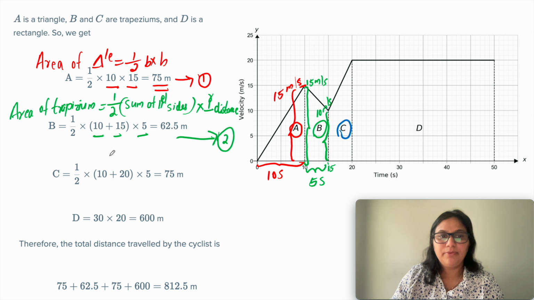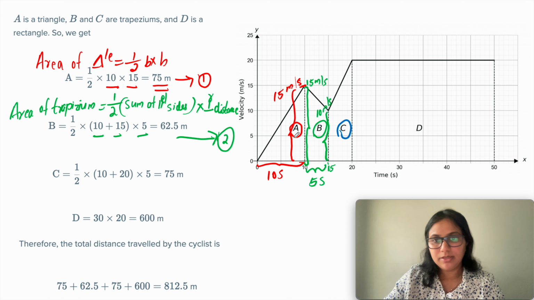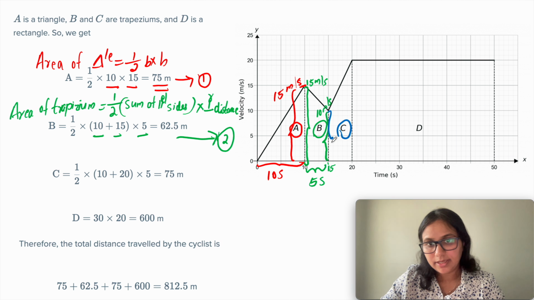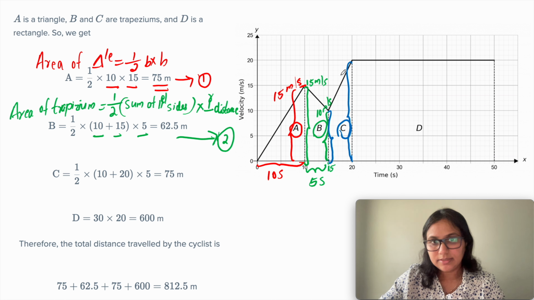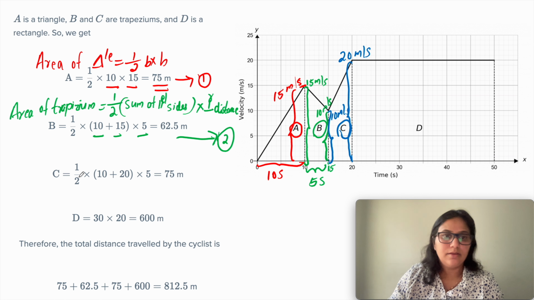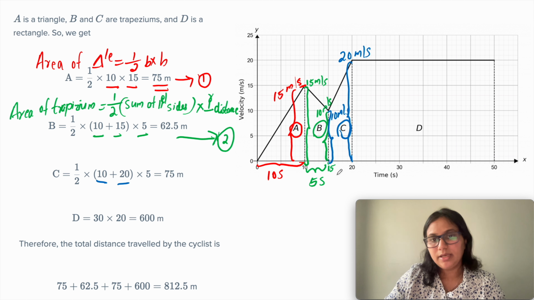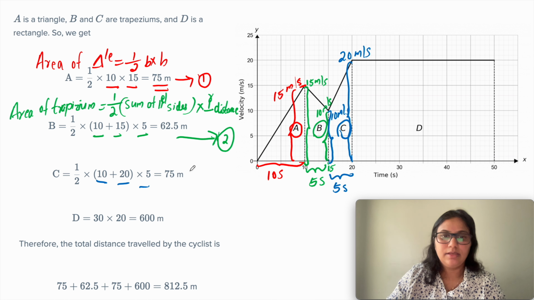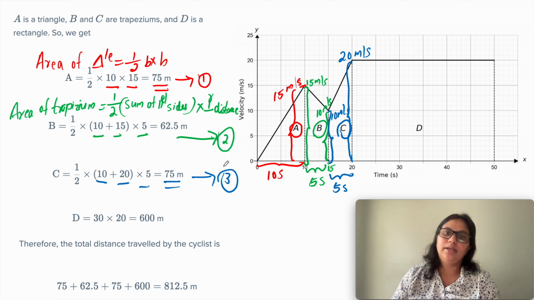For section C, again it's a trapezium. So half into sum of parallel sides into perpendicular distance. So here one is again 10 and another side which is 20 meter per second. This is 10 meter per second. So 10 plus 20, sum of parallel sides. Again, it's a perpendicular distance between 20 to 15. So it is 5 seconds. If you calculate, you get it as 75 meter. That is the third one.